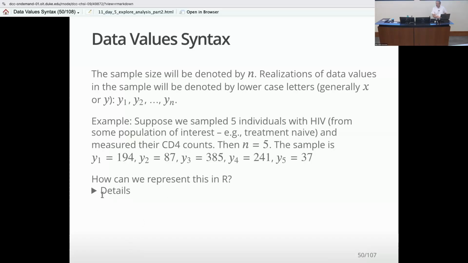I'll just give you the answer really quick because we're running really short on time. So how do we represent this in R? We can make a vector with these values, and we can assign it to some variable CD4. Okay, and we're going to use that later.